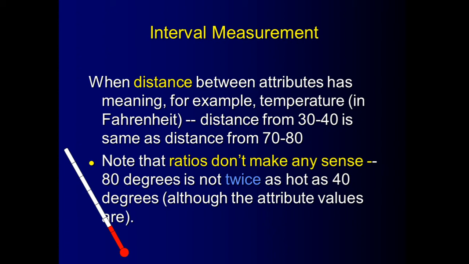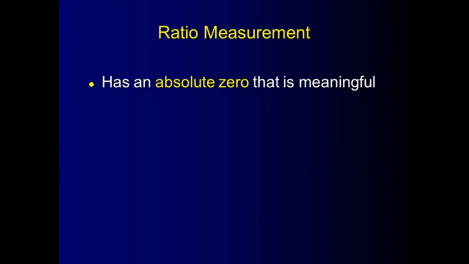I hope you are reading this. Ratios don't make any sense. That is, 80 degrees is not twice as hot as 40 degrees. You will know they are not like that to be interpreted. What is the difference is there is a 0 which distinguishes the temperature.